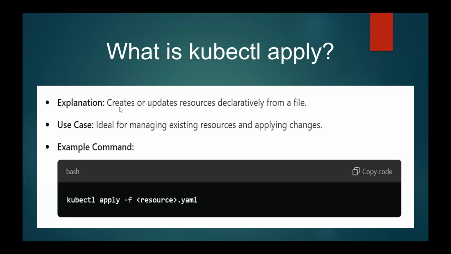You cannot use the kubectl create command to update the existing resources. If the resources already exist in Kubernetes and you run the kubectl create command with the YAML file or simply the command, it will fail, saying that the resource already exists. But in case of kubectl apply, that command will not fail. It will either update it or it will make no change.